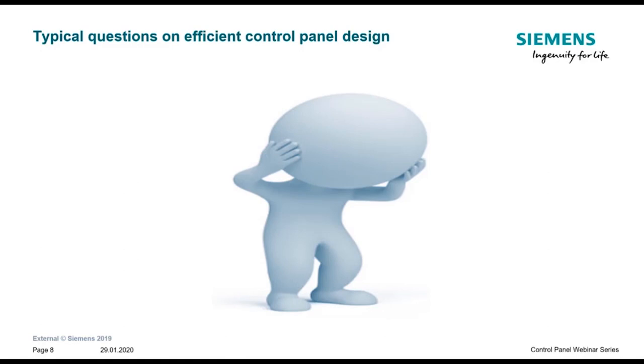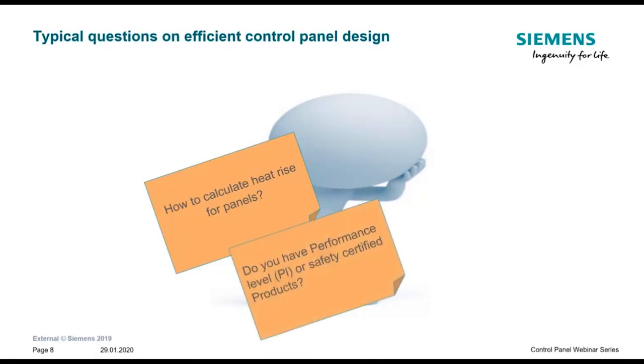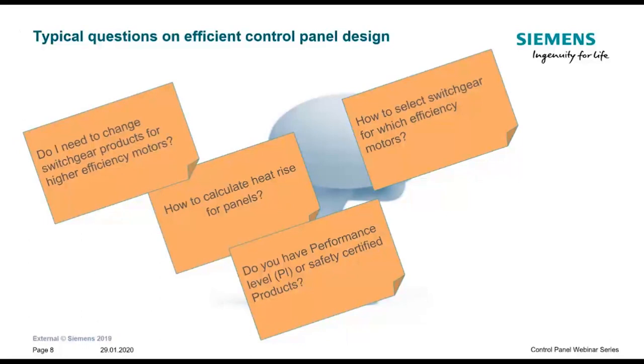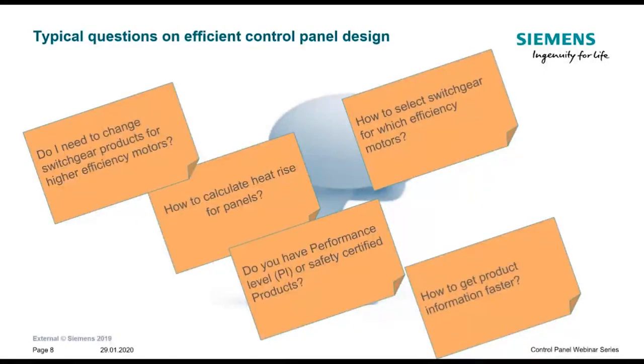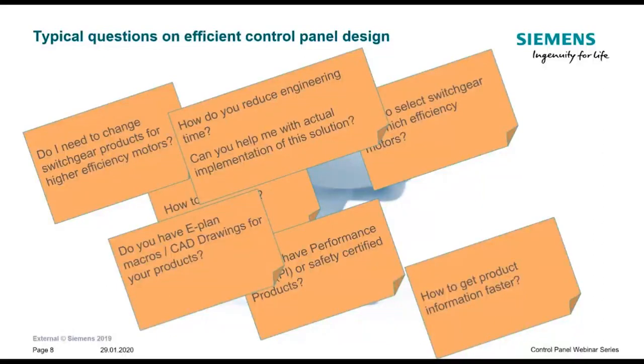Have you ever felt like this little guy here? And have you asked yourself a lot of questions while trying to optimize the way you design a control panel? Maybe you've asked yourself how to calculate heat rates for panels, or even if there are any performance level or safety certified products, how to select switchgear for which efficiency motors, or even if you change to a higher efficiency motor, do you need to change the switchgear products for this? How to get product information faster, or how to reduce engineering? Can Siemens actually help you with this implementation?